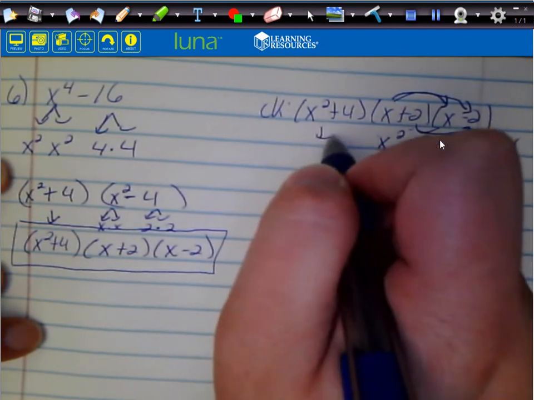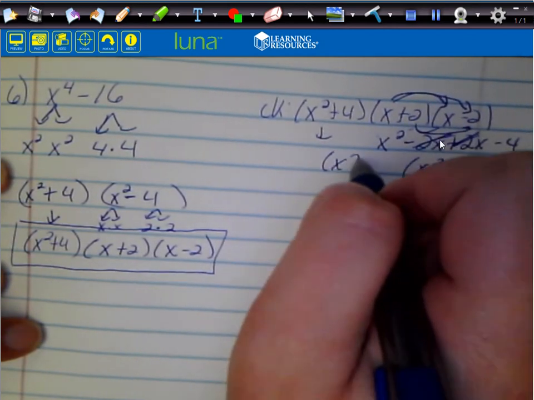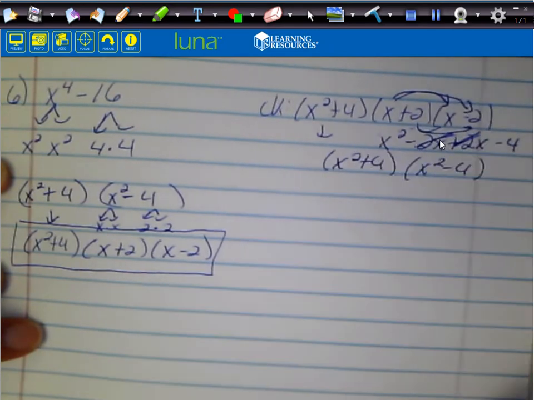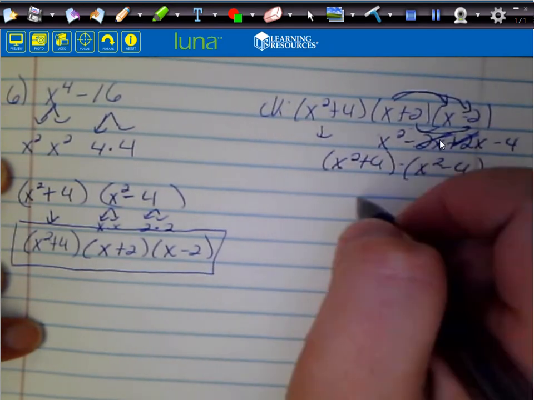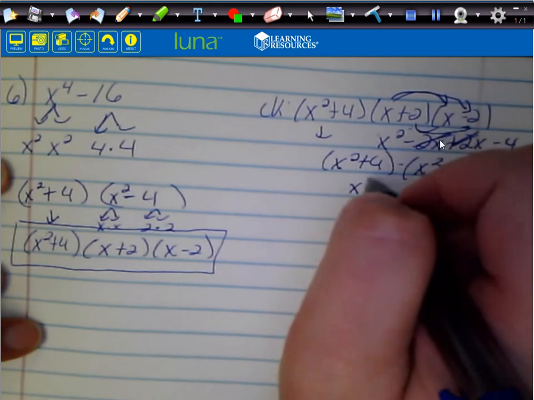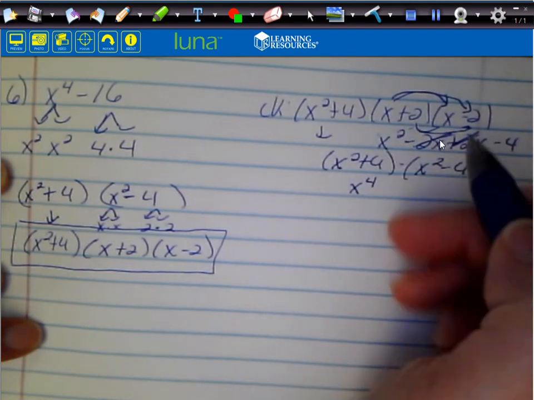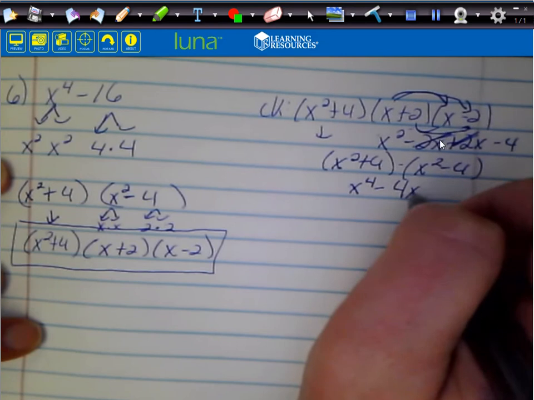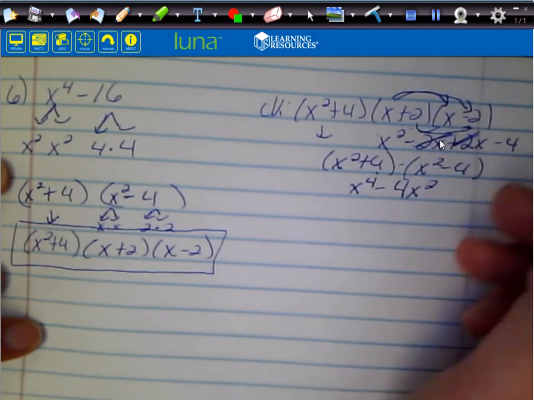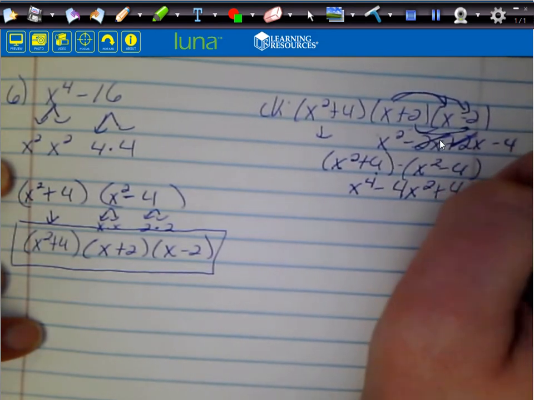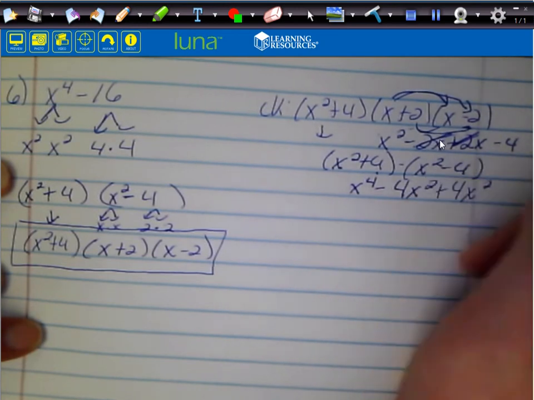Then I'm going to bring this one down. X squared plus 4. And I'm going to distribute again. X squared times x squared is x to the 4th. X squared times negative 4 is negative 4x squared. 4 times x squared is positive 4x squared. And 4 times negative 4 is negative 16.